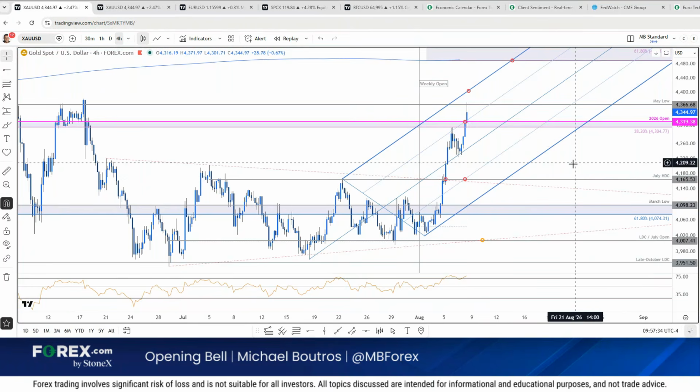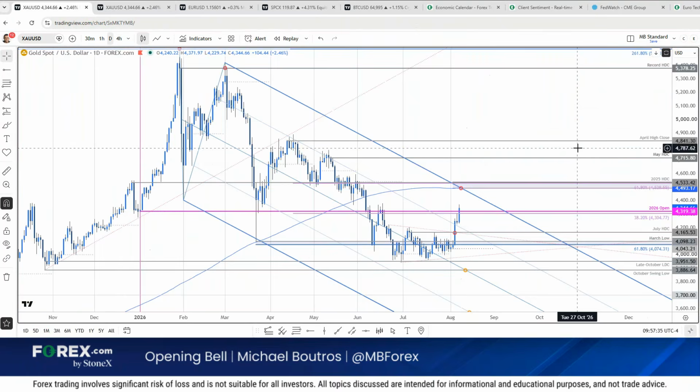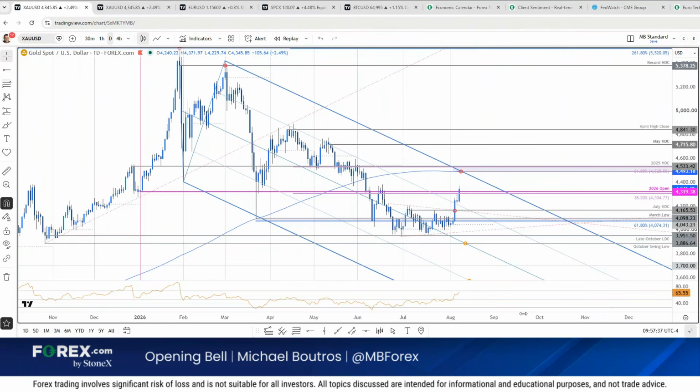We're still in overbought condition on the 4-hour chart. We're approaching overbought condition on the daily chart. This is the highest momentum reading we've seen since January. Okay, and it certainly suggests that we're finally seeing the tide shift here in gold.